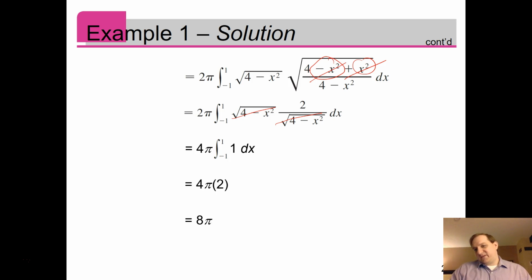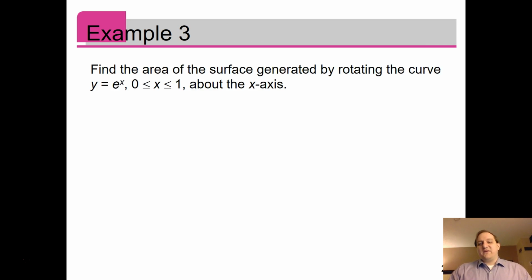So that one is a weird example because it's really easy. So now let's do a harder one where we actually have to do some integration work. All right, so we're looking at example 3. We're finding the area of the surface generated by rotating the curve y equals e to the x between 0 and 1 about the x-axis. By the way, I pretty much stick to the x-axis here. There's not really a good reason for me to go to the y-axis. It just adds a bunch of extra confusion.